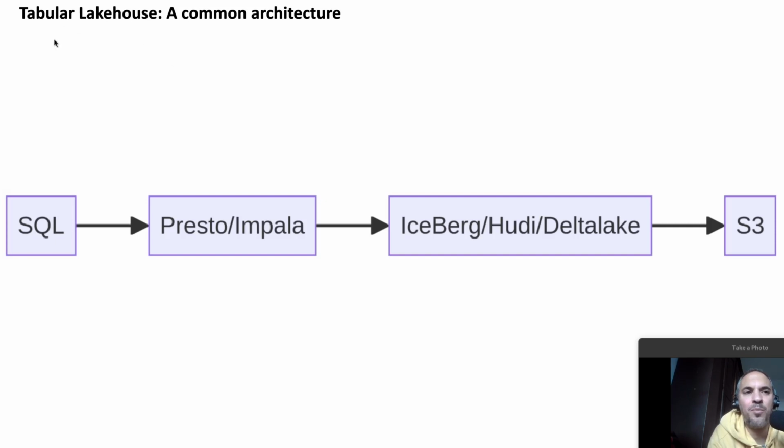And I'm saying here tabular lakehouse because we also are kind of coining the term Tensor Lakehouse. More on that later. But what you see here is for tabular data, where you can basically query data using SQL. One of the two emerging standards are Presto or Impala, and most of the folks are currently going with Presto. This is the query engine, and then you have table storage format.